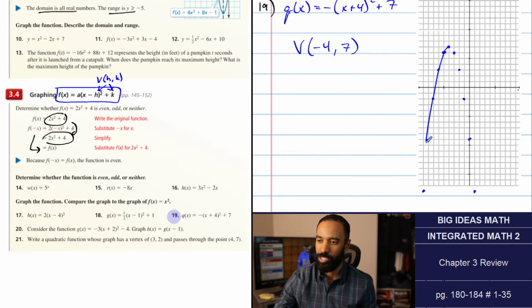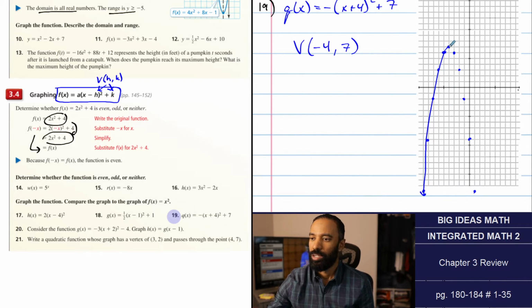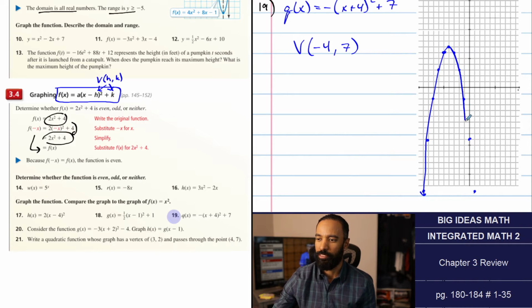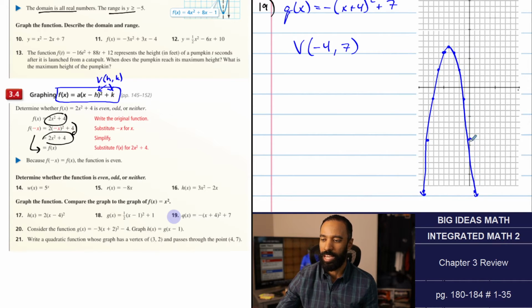Okay, and there is our curve for this guy. I know I didn't plot the f of x. My bad. I'll still describe the changes to it.